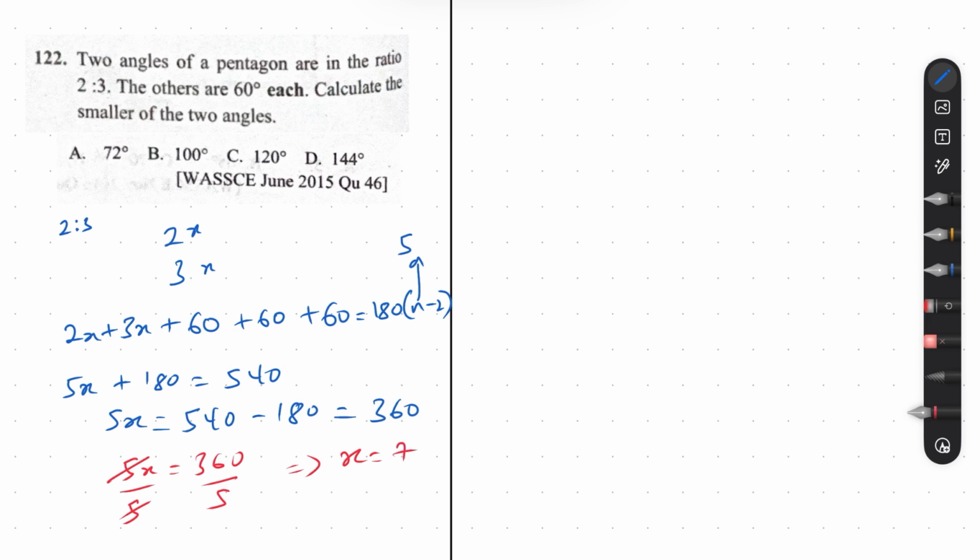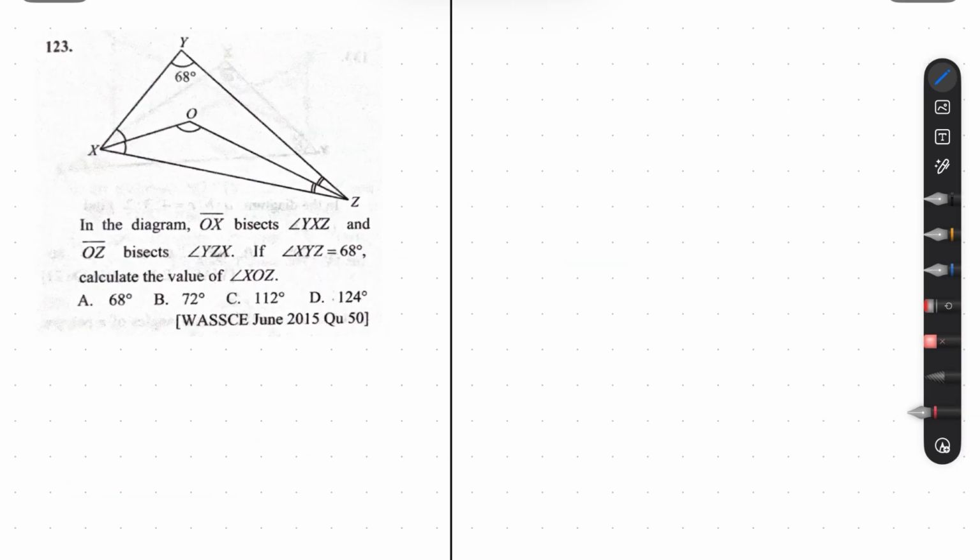72. Now that we know the value of x, the smallest angle will take 2 portions of x. So 2 times x gives us 2 times 72, which is 144. So that is our answer, 144. Cool. Let's move on to question number 123.